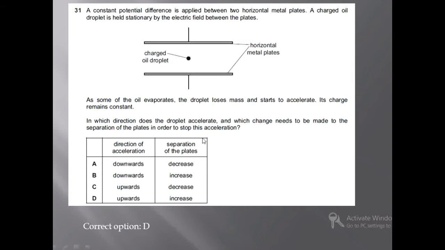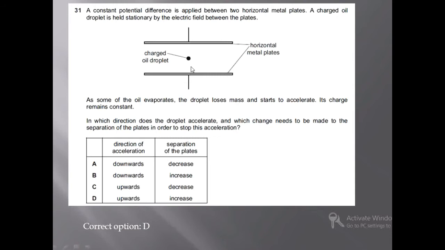Students, basically this charged oil droplet was held stationary because of equal forces acting on the droplet. Upward electrical force was being balanced by the downward gravitational force acting on the droplet. But when the droplet lost some of its mass, it means that its weight was reduced, so electric force became greater, due to which it started accelerating, and it started accelerating in the upward direction.